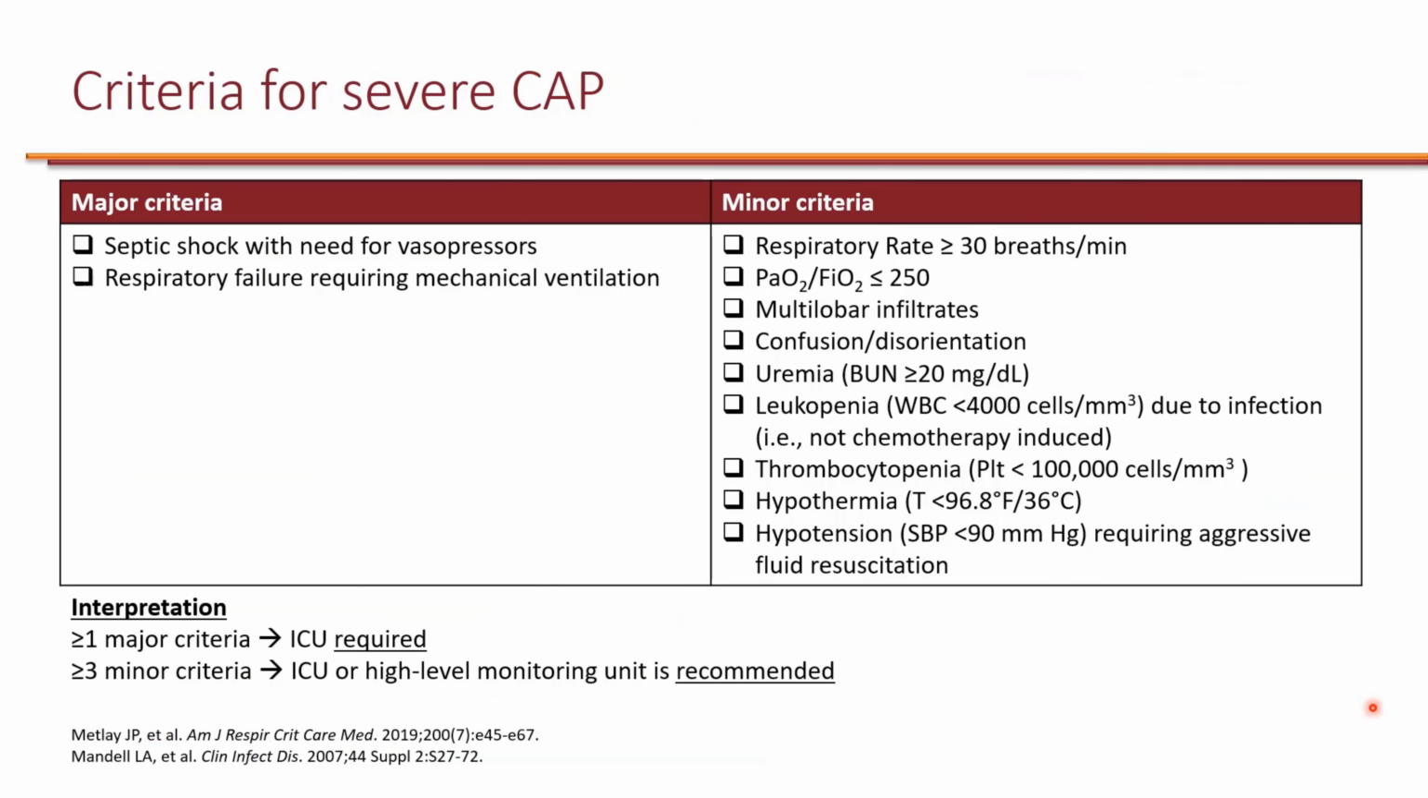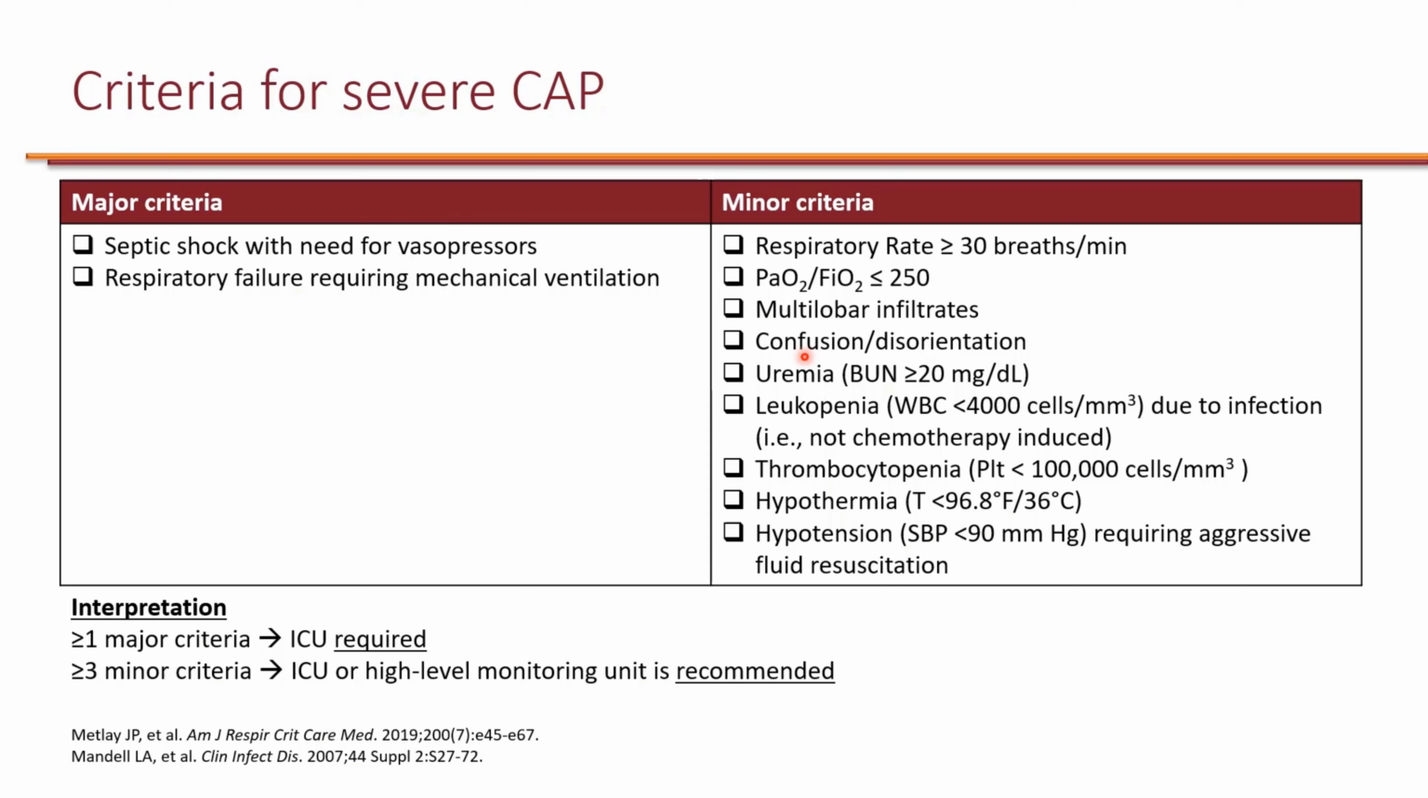Now, the 2019 IDSA guideline for CAP uses the same criteria as the 2007 guideline for classifying patients as severe community-acquired pneumonia. There are 2 major criteria and several minor criteria. If the patient has one of the 2 major criteria, it will be considered severe pneumonia. And for the most part, with severe pneumonia the patients will likely need to be in the ICU. The criteria here are septic shock with need for vasopressor, which can only happen in the ICU, and of course, respiratory failure requiring mechanical ventilation. Both vasopressor and mechanical ventilation will require patients to be admitted to the ICU.